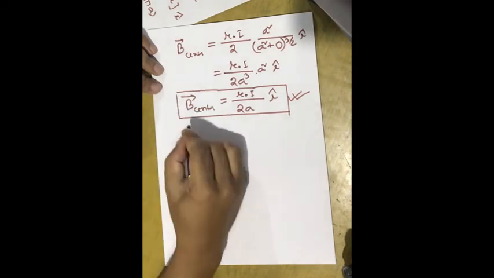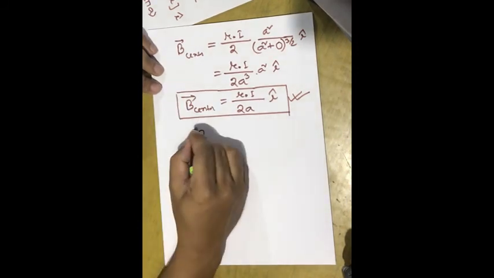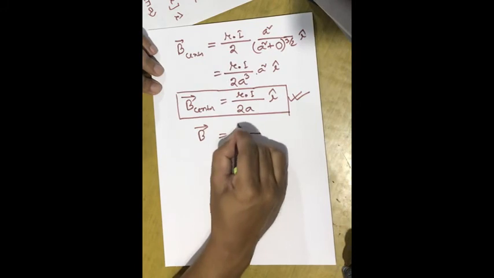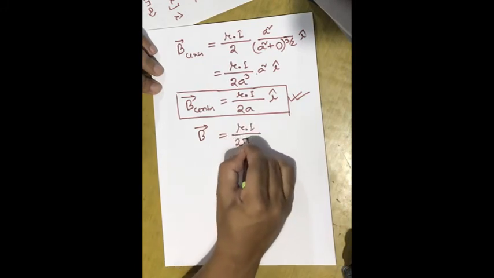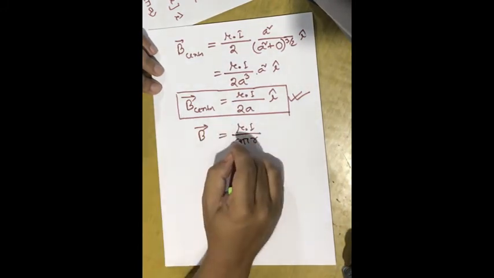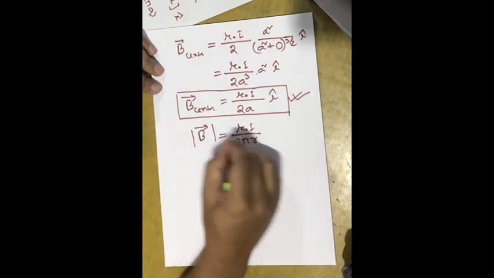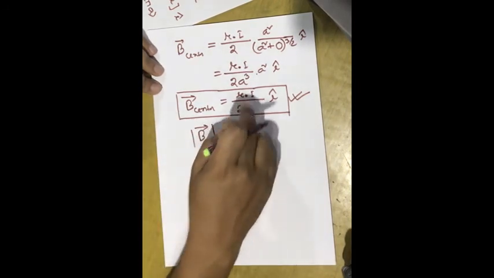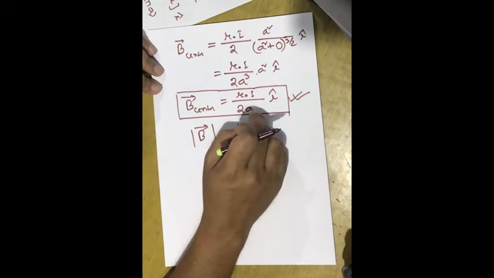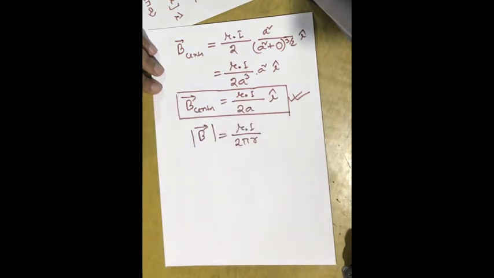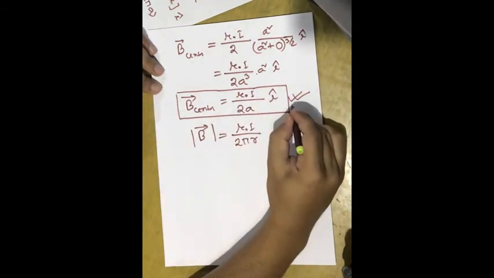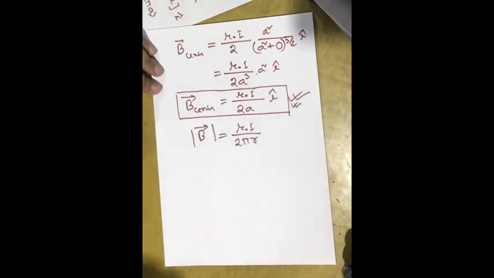If you remember, the magnetic field due to a current carrying wire at a distance r was how much? μ0 I divided by 2πr. That was the magnitude of the magnetic field. In this case the magnitude is μ0 I divided by 2a, and its direction is along the axis of the loop. So this expression you have to remember. There will be many numerical problems based on this expression, and I am going to do those numerical problems after I discuss a little more of the topic.